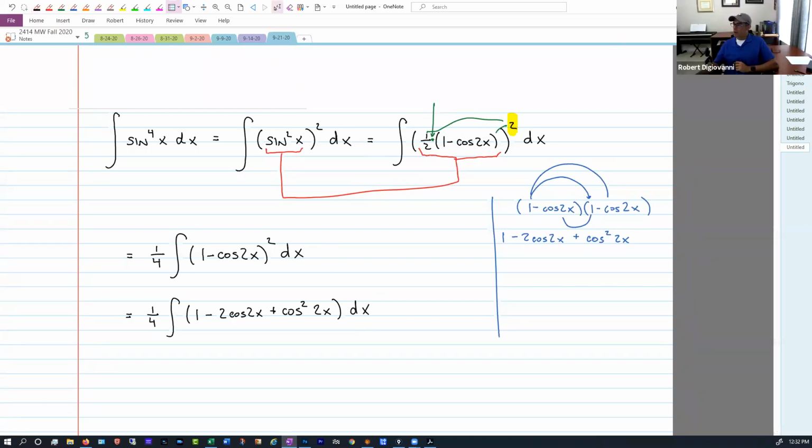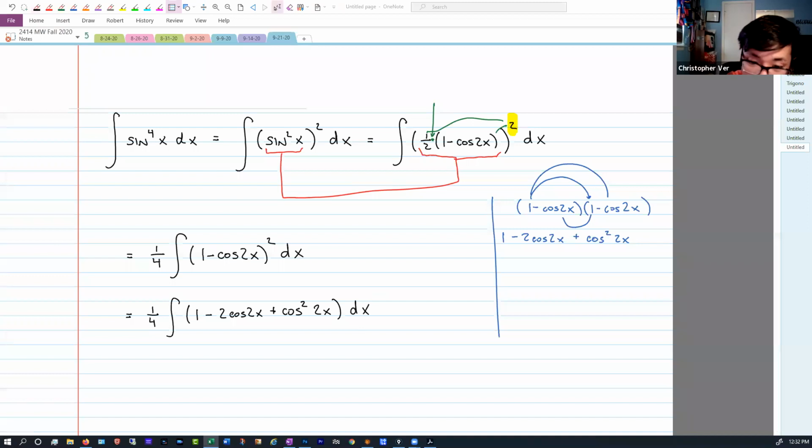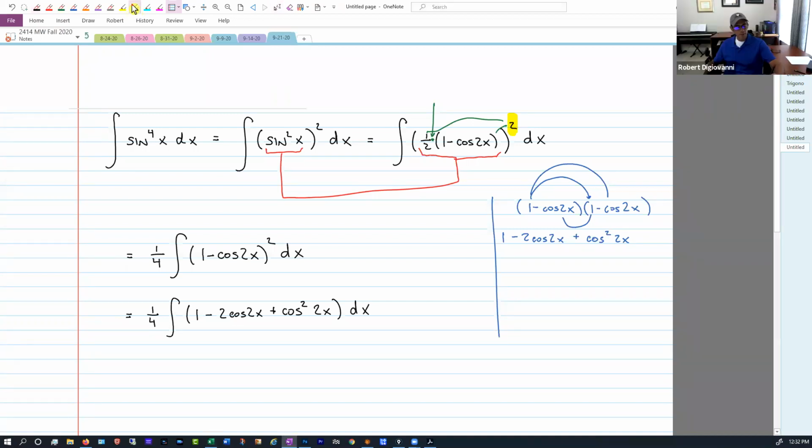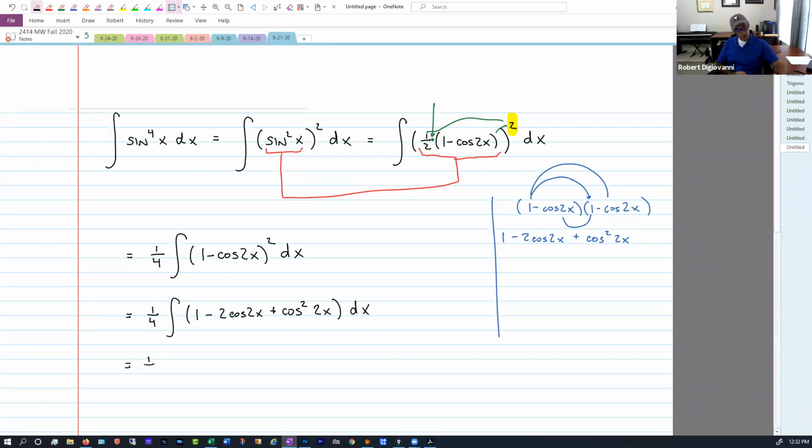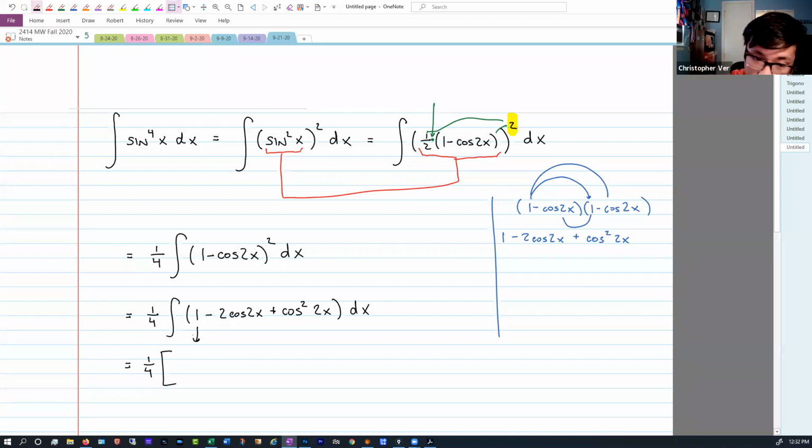Okay, let me see here. How about Christopher Ver? You're up. I just have some questions for you. Yes, sir. Okay, so when you look at this, we have 3 separate things, right? 1, 2, 3. Yep. Okay, how about the first one? Can we take the antiderivative of the first one? Yes. Okay, so let's go ahead and start doing this. We're going to have 1/4. Okay, antiderivative of this. What's the antiderivative of 1, Christopher? X. X, okay. Minus 2 is going to come for the right.